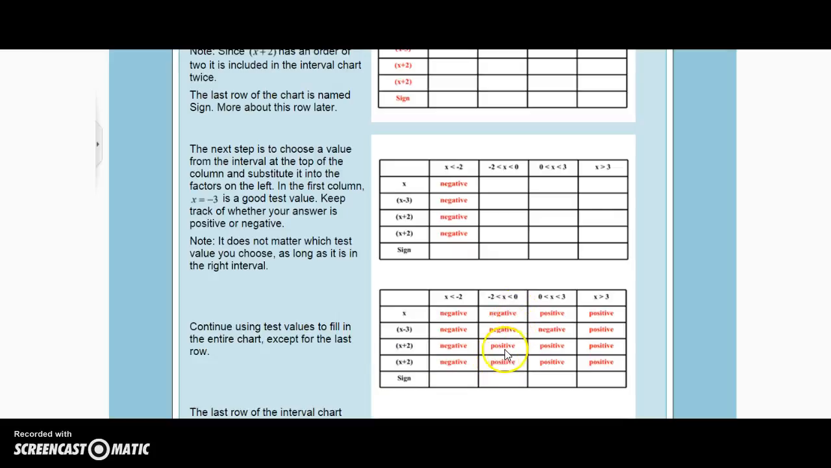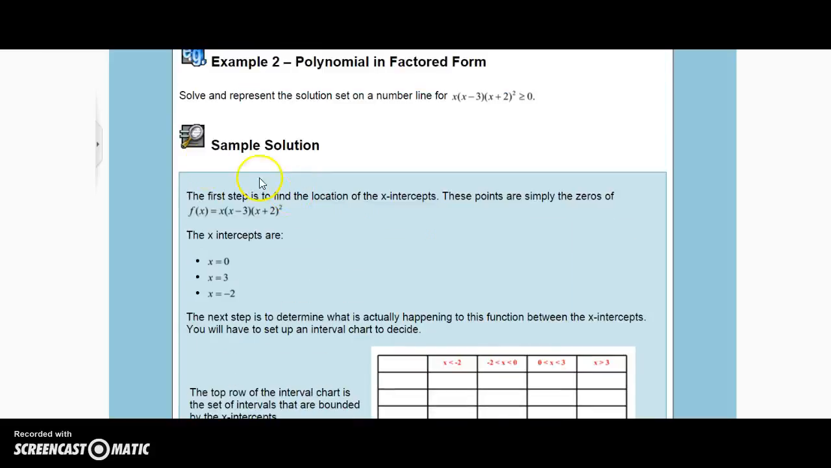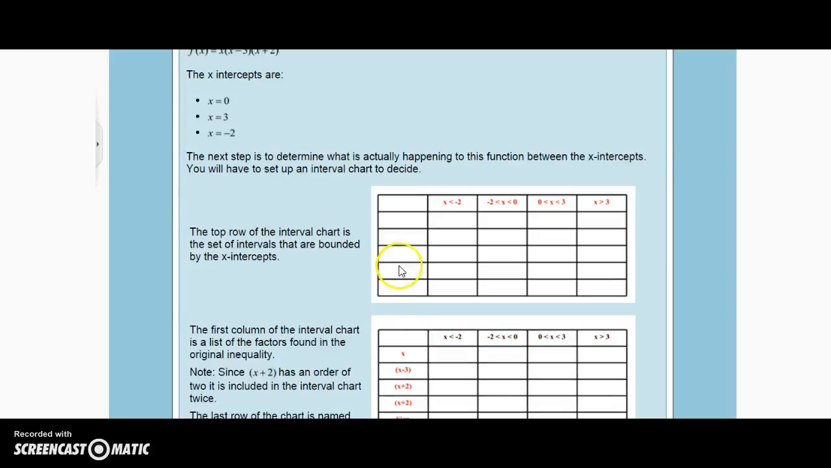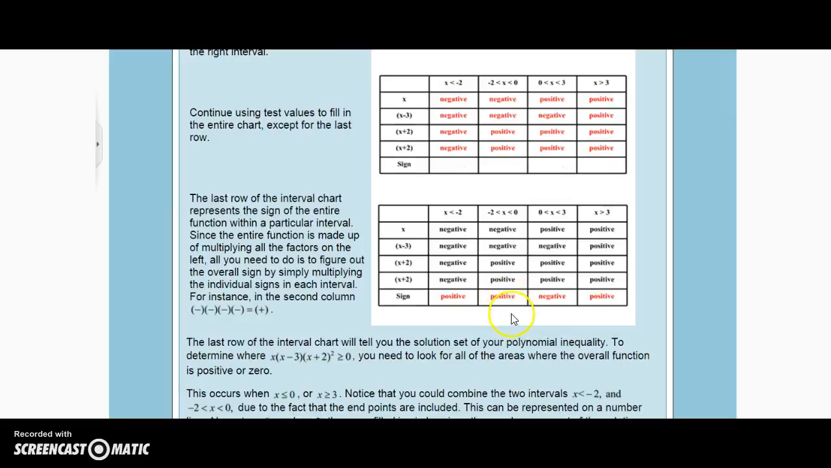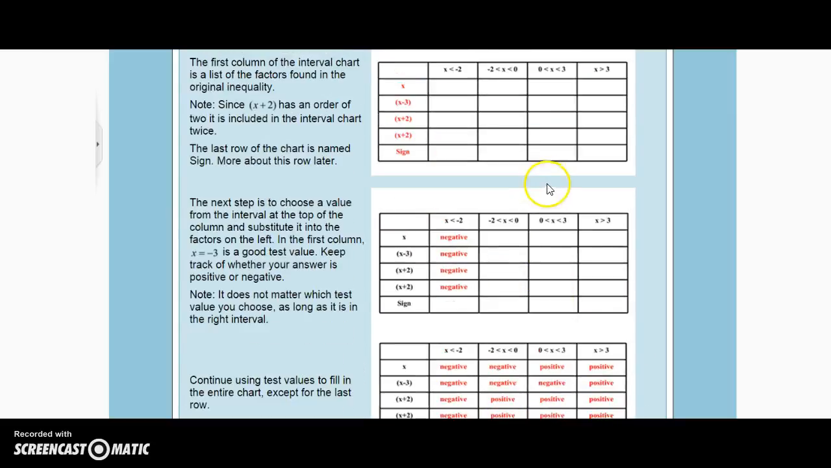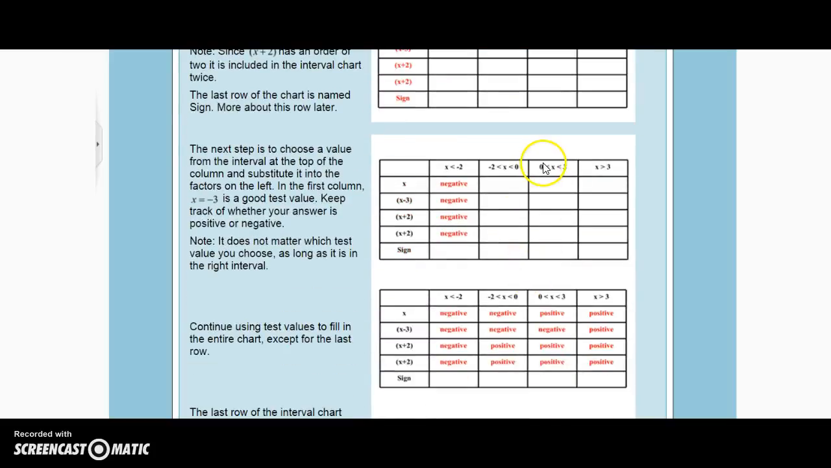So now I have a negative times a negative times a positive times a positive. This is negative, this is negative, this is positive twice, because we're going to expand this as x plus 2 times x plus 2. So a negative times a negative times a positive is positive. I want to go to the next one here, 0 and 3. The interval is between 0 and 3. Let's use 1, or 2.